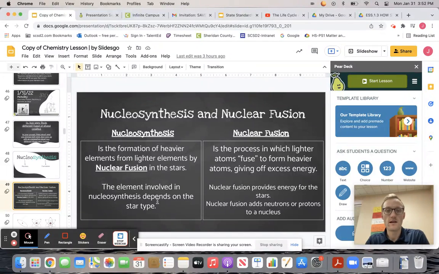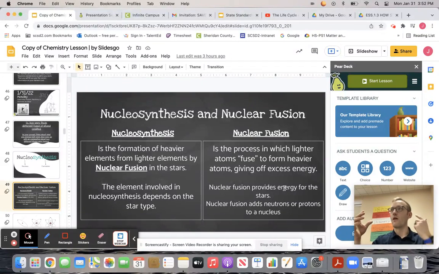That's kind of where we're going to begin this week and look at how we progress from just hydrogen to these heavier elements like iron, and then beyond iron into our leads and our golds and things like that. Nuclear fusion is a little more specific of a process where we're fusing together these specific nuclei, and that's really what releases a lot of energy.